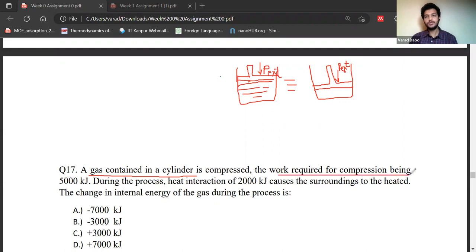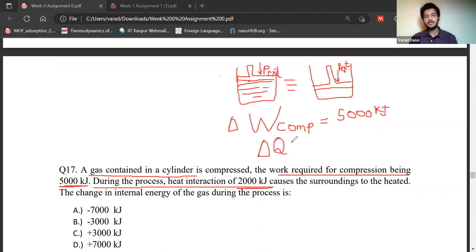The work required for compression, so work of compression, let's say W comp, is equal to 5000 kilojoule. During the process there is a heat interaction of 2000. So delta Q is the heat interaction, and delta W is this, 5000, and delta Q is 2000.